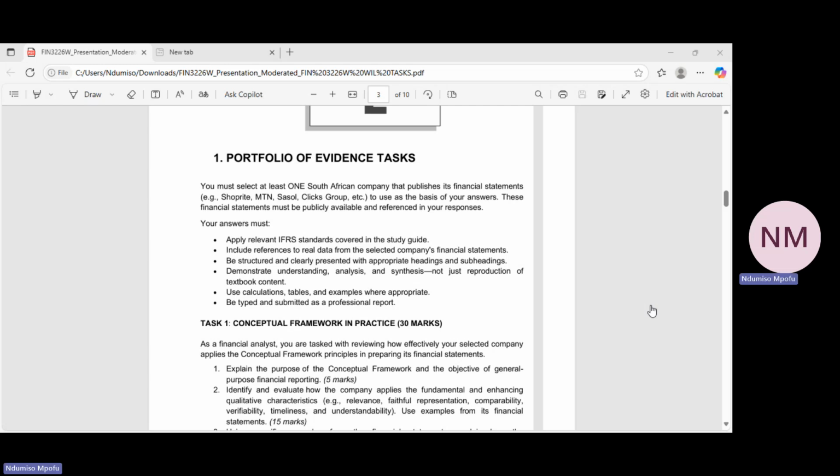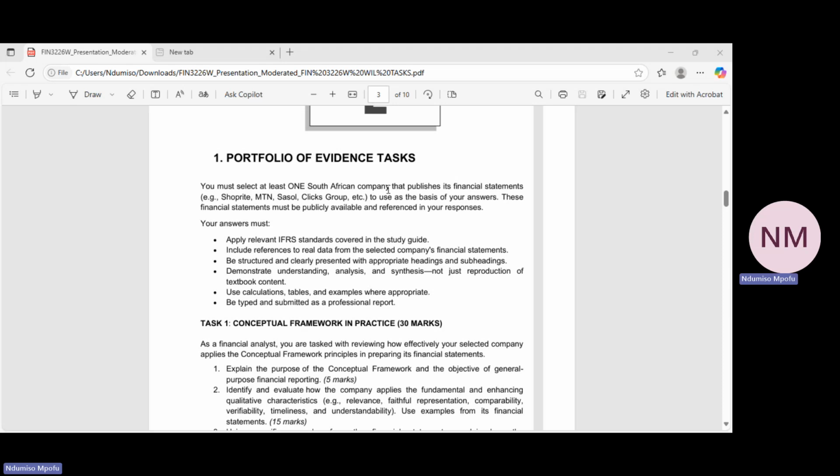Now, if you look at the first statement, it says you must select at least one South African company that publishes its financial statements. This point is actually guiding you on which companies you are to select. At this level, I believe you all know that we have got private companies. We also have got public companies.